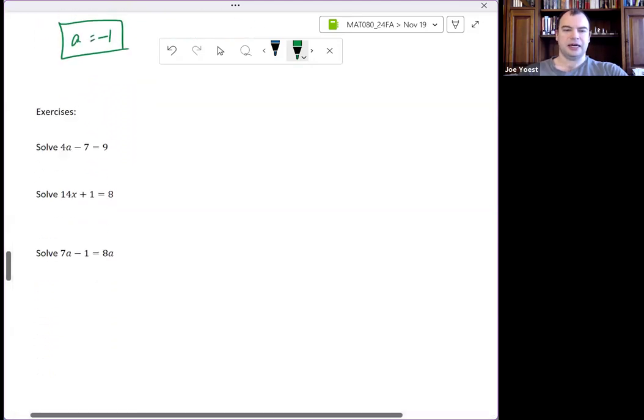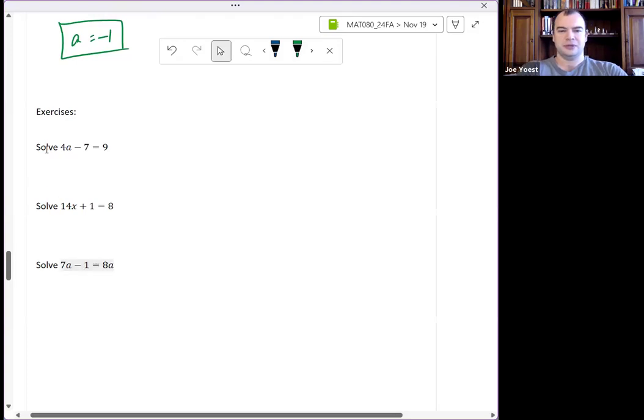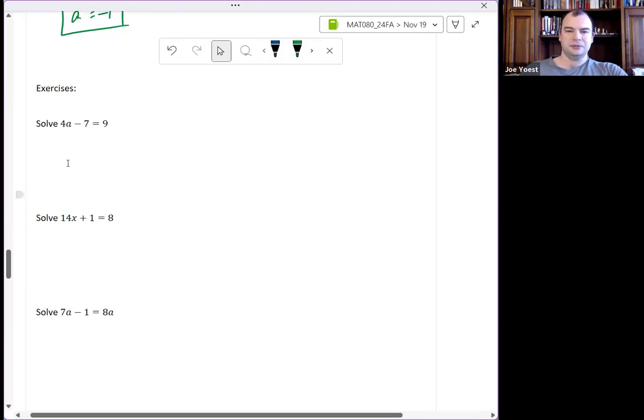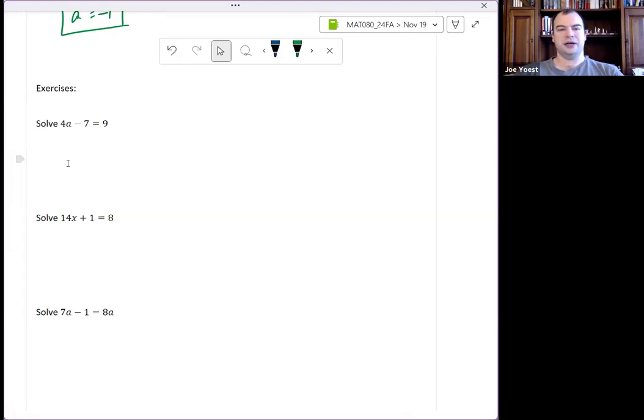Okay, so take a look at these three exercises. Solve 4a minus 7 equals 9, 14x plus 1 equals 8, and 7a minus 1 equals 8a. And take maybe, let's say about 5 minutes and work through these three problems. And maybe a minute or two in, I'll kind of write the first step up on each of them. And then after about 5 minutes, we'll come back and we'll finish them up.